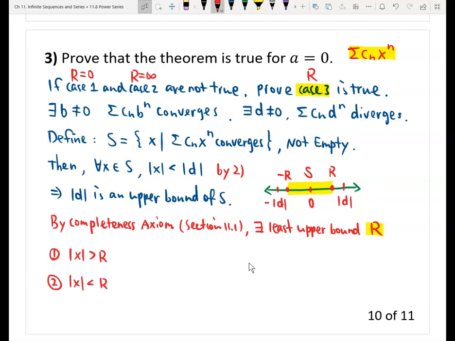Which means the first case is outside, the second case is inside. And we look at the first. That's easy, because this time we say X does not belong to S. Why? Because R is the least upper bound. Upper bound, least upper bound, which means the minimum upper bound is still an upper bound, right? And therefore X is greater than the upper bound, therefore X does not belong to S, right?